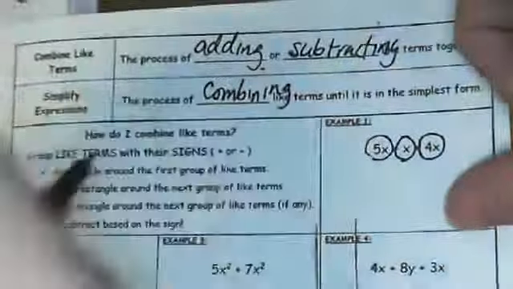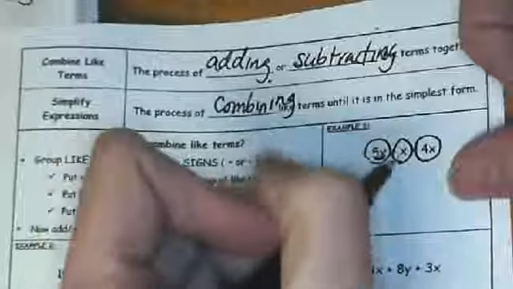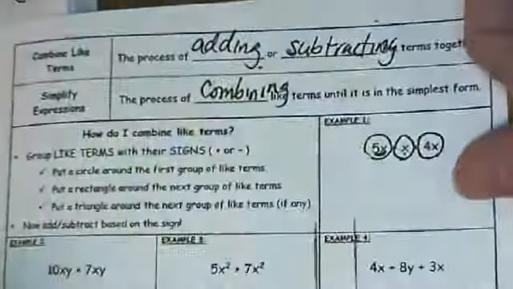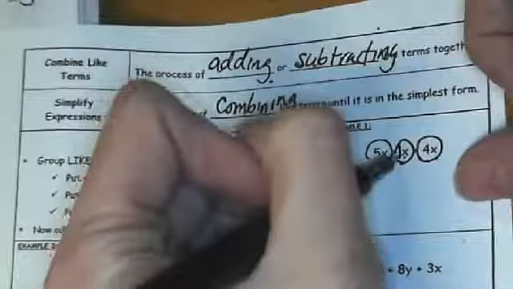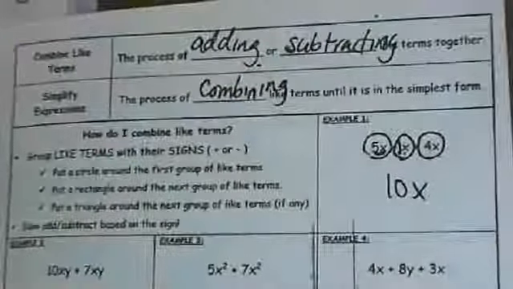So for example, I have 5x, and then I've got 1x, and I have 4x. They all have the same variable, so I'm just going to add the coefficients together and keep the x. I've got 5x, 1x, and 4x here. So 5 plus 1 plus 4 will give me 10x. So I'm simplifying that as 10x. I just add the coefficients and keep the same variable.